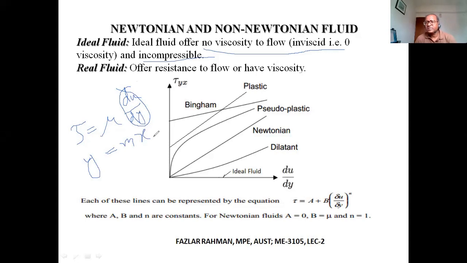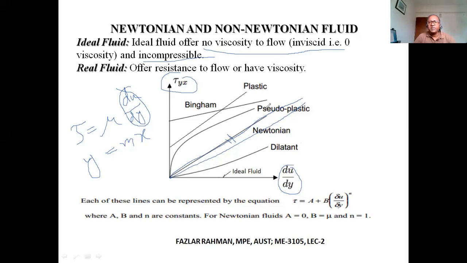Passing through the center, the origin, right? Y equal to mx. So if I make a graph where the vertical axis is tau and the horizontal axis is du by dy, then this line passing through the origin will represent the Newtonian fluid. So this graph is for Newtonian fluid. And the dilatant fluid also passes through the origin, but the line is not a straight line. It follows some curve, okay, not a straight line.